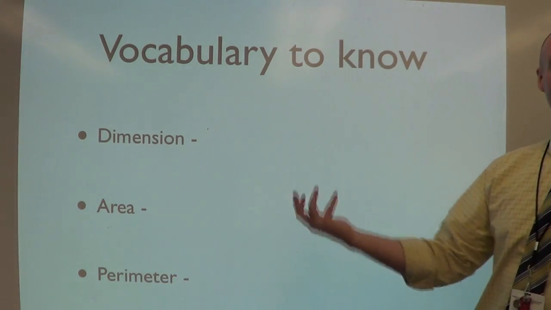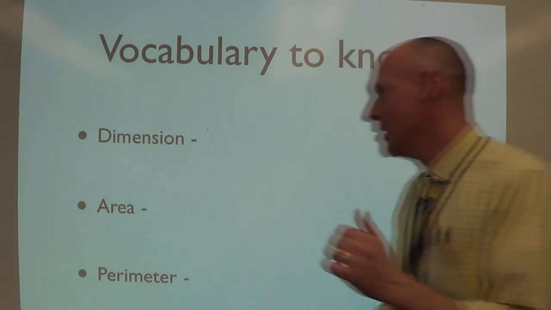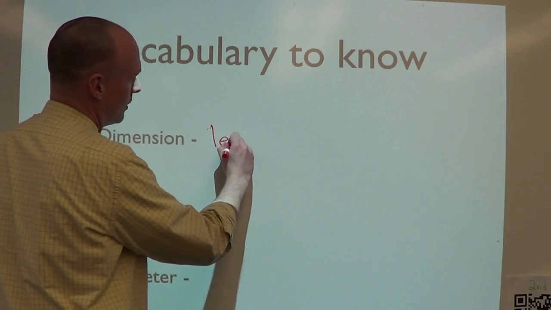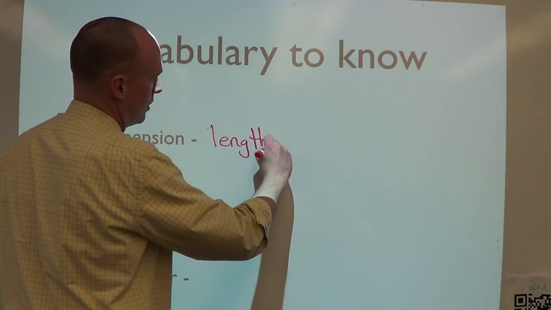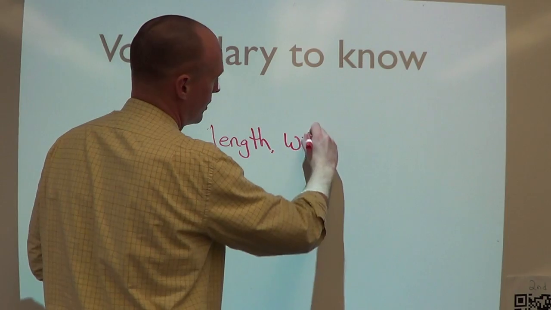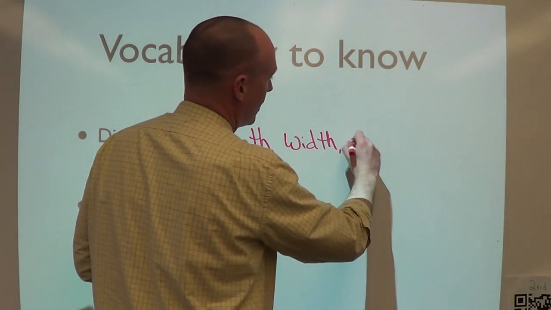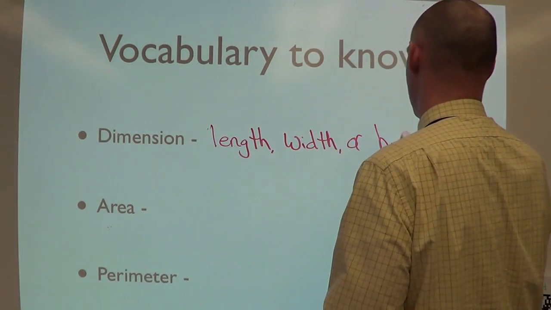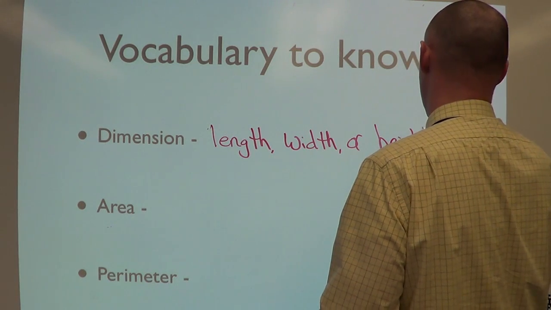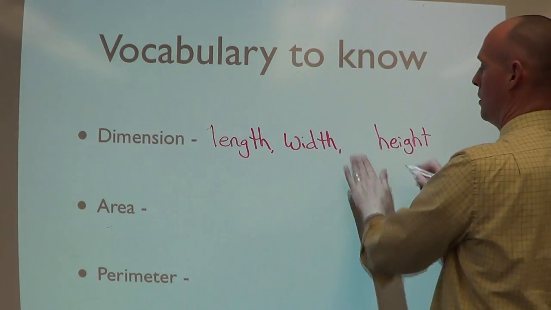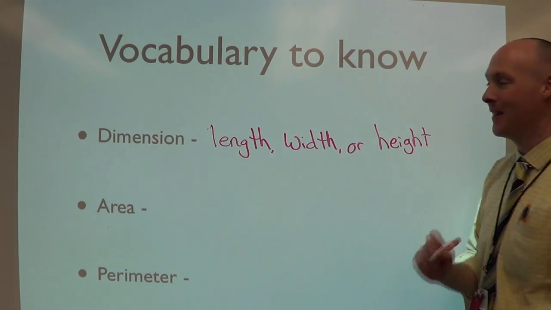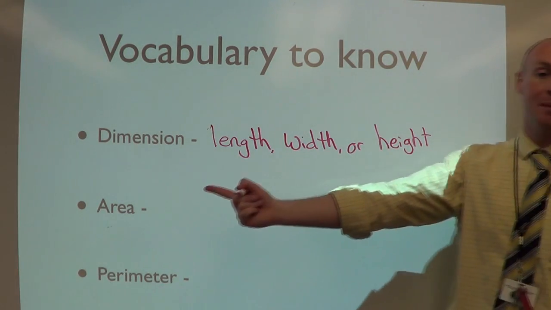First off, we need to know what a dimension is. What a dimension is, it's any length, width, or height. That's better. Any length, width, or height. That's what a dimension is.